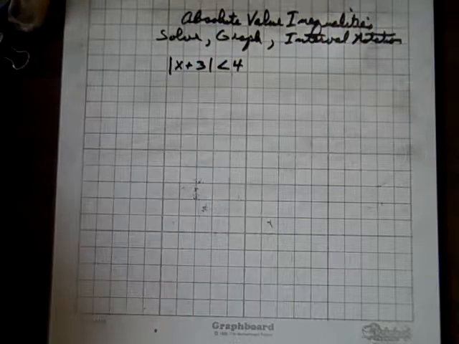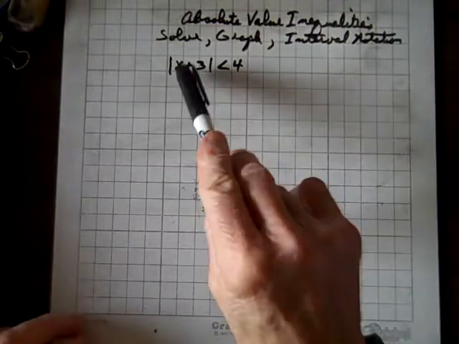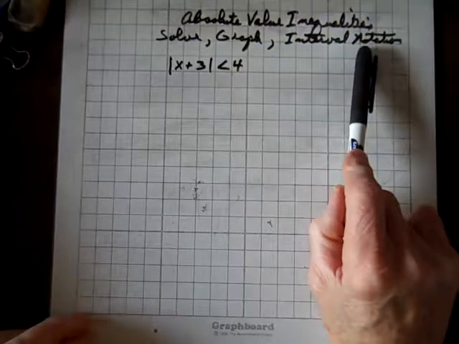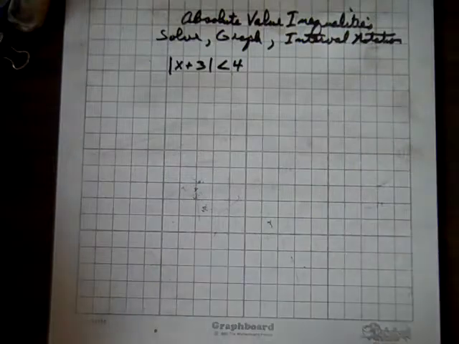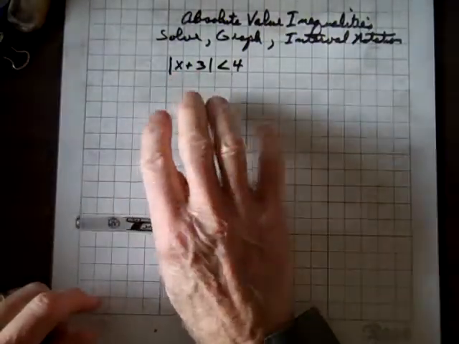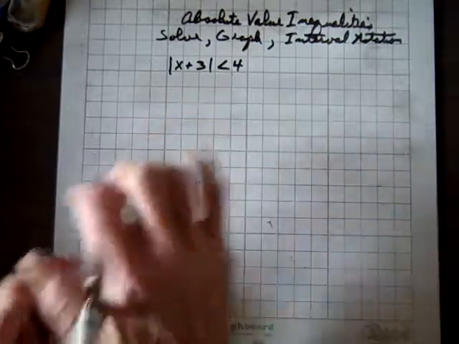Well, here we're doing absolute value inequalities, and we're going to solve and graph, and then the solution's going to be put in interval notation. So our goal initially is to get rid of these absolute value bars.